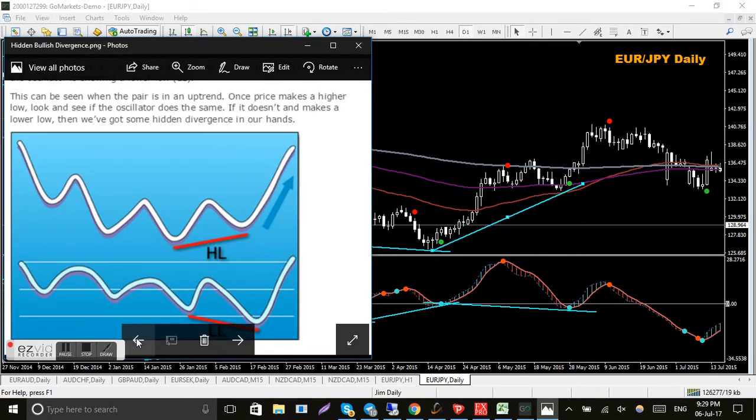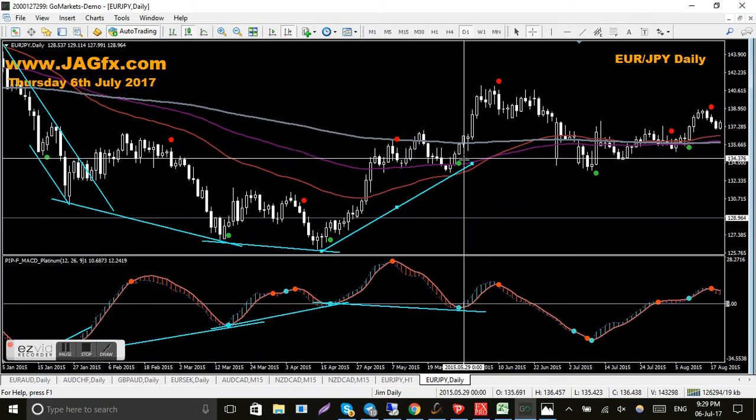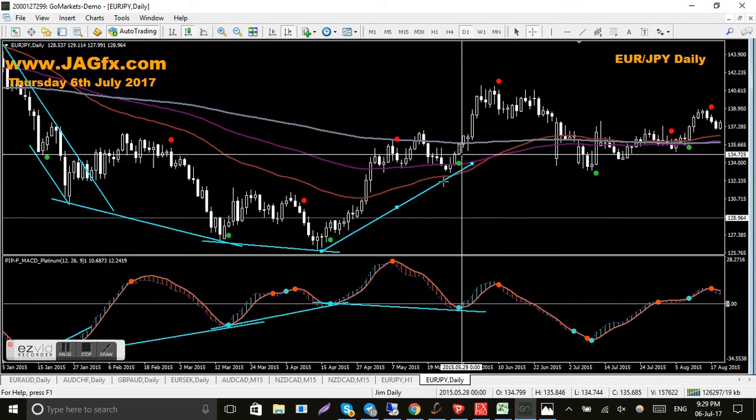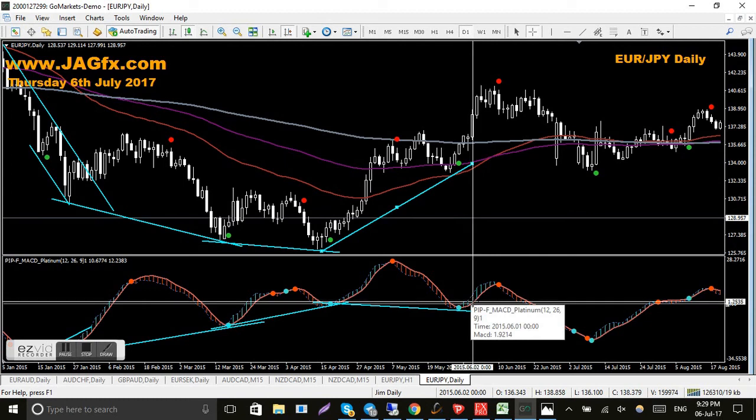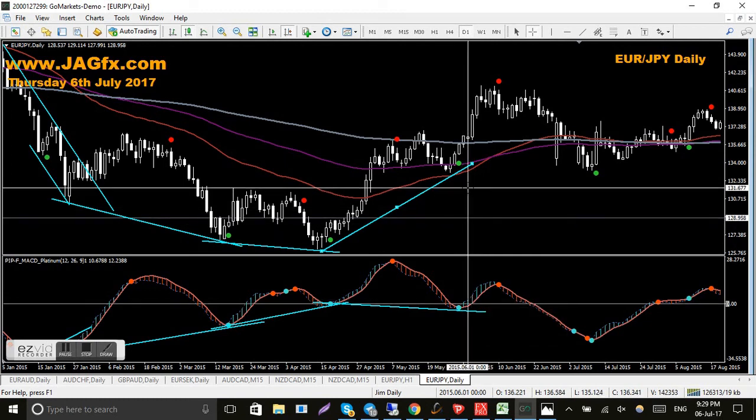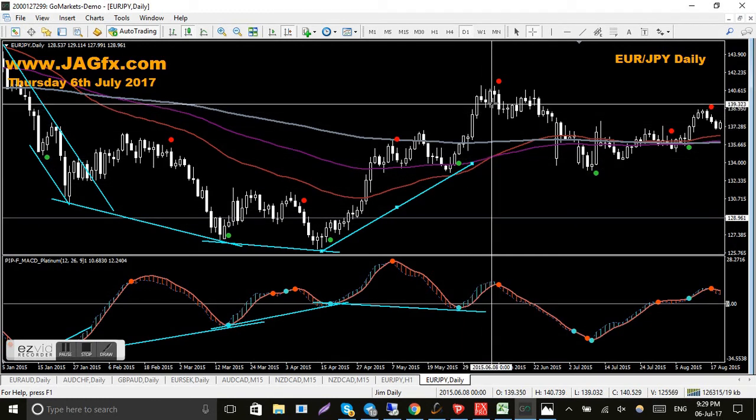So what's this one? Let's have a look through the cheat sheet. And there it is. Here we have a hidden bullish divergence. So you can see it here: MACD going down, price going up. Simple as that. Confidently take that buy signal, keep your stop down here, and look at that. As soon as it goes through the zero level on the MACD Platinum, nice trade up, nice trade up.